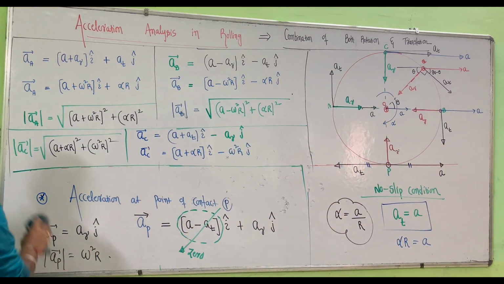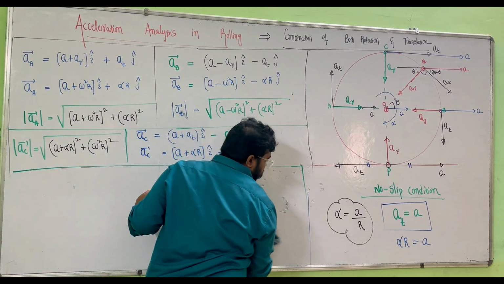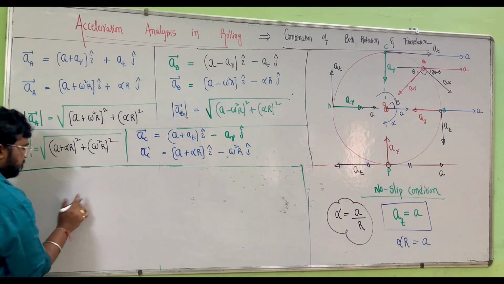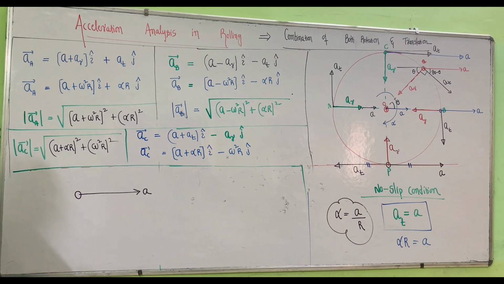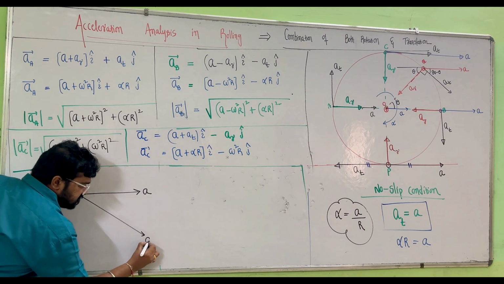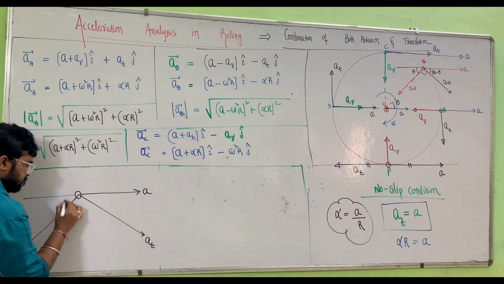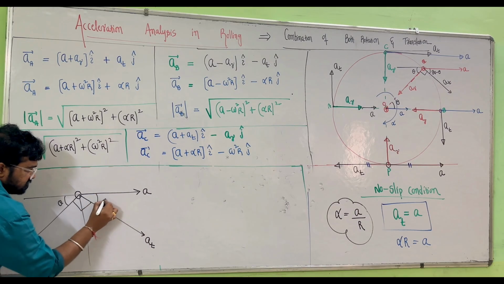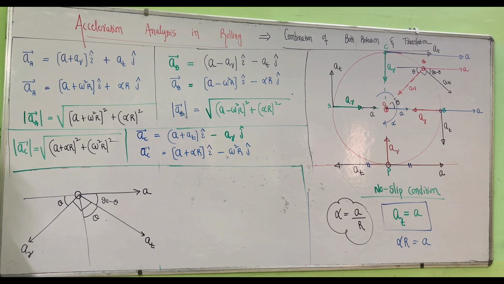So now we need to talk about acceleration at point P. See here, along this direction A. This is the tangential acceleration. This would be radial acceleration. This is theta, and from here to here is 90. This is 90 minus theta. This would be theta. Clear?